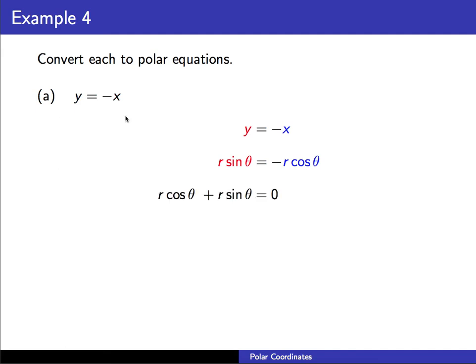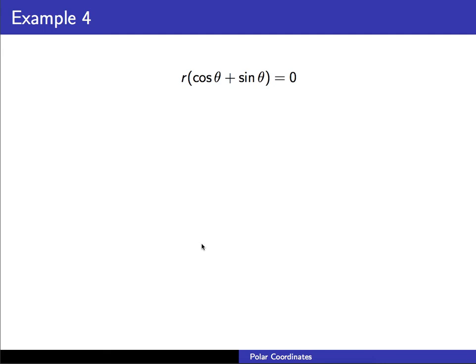And if we add r cosine theta to both sides, we get r cosine theta plus r sine theta equals 0. We can factor an r out of each of these two expressions, and that gives us r times cosine theta plus sine theta equals 0. Now that's going to set either r equal to 0 or cosine theta plus sine theta equal to 0. We can ignore the r equals 0, and we can focus on cosine theta plus sine theta equals 0, which gives us cosine theta equals negative sine theta.